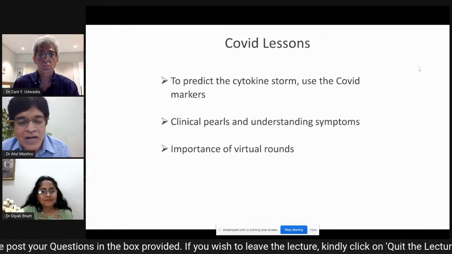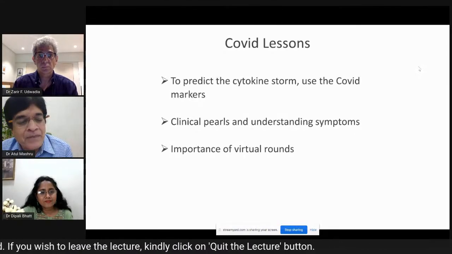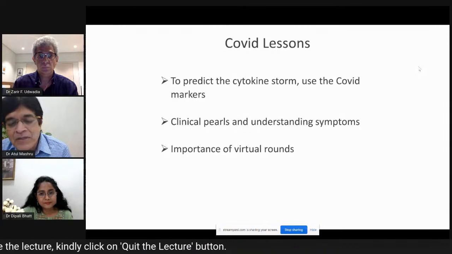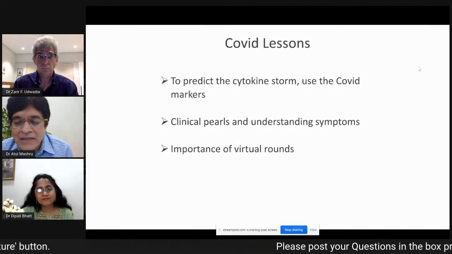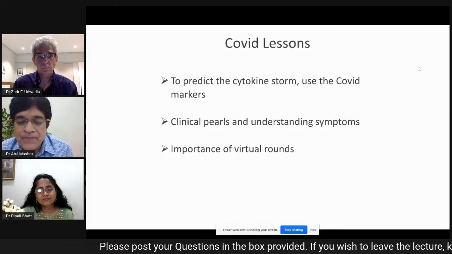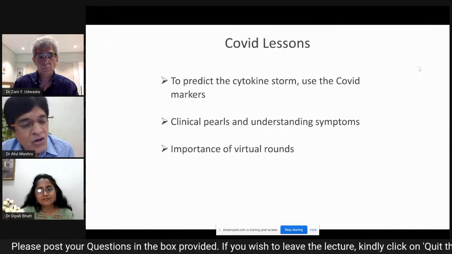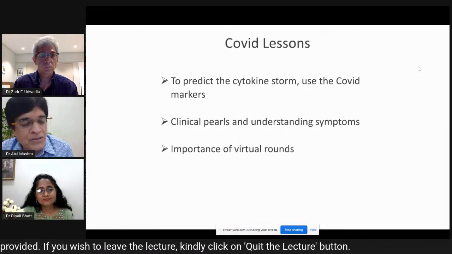To predict the cytokine storm, use the COVID markers blood test at the right time. The rising trend of CRP, drop in lymphocyte count, rising D-dimer, etc., act as a warning sign for the incoming storm. High fever, increasing cough, and post-walk fall in saturation are not good, and may need admission.